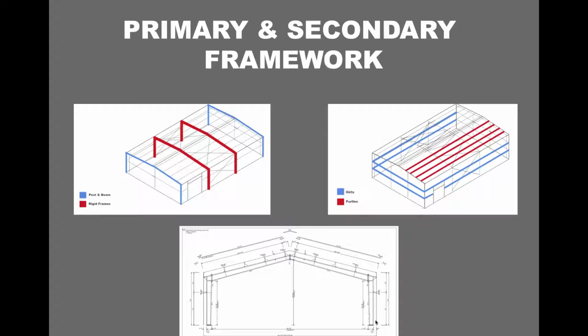You can see it a little bit better here in this cross section. You have your red iron column and rafter here making up your primary framework, and then sitting on top of that is your secondary framework, illustrated here.